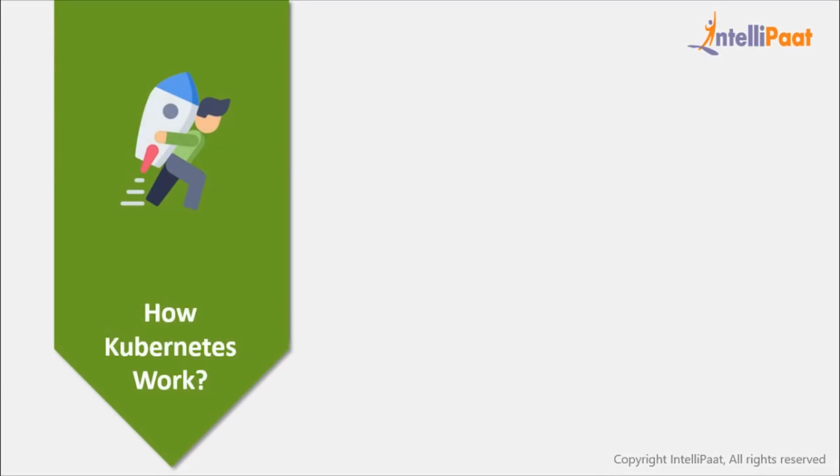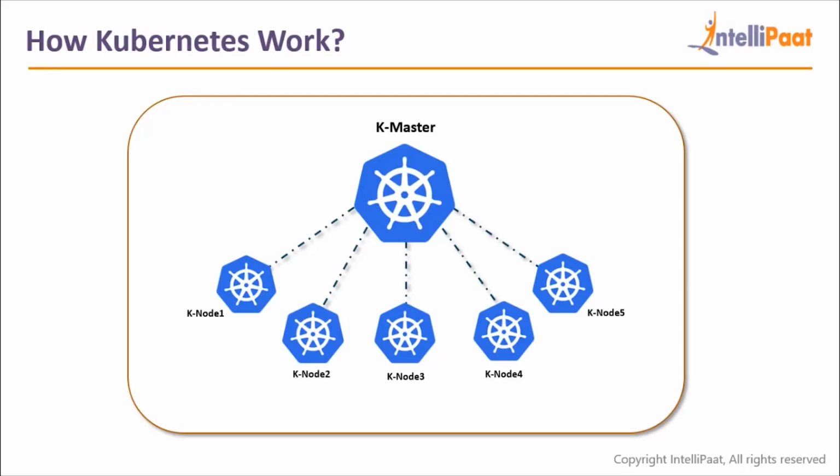Moving forward, now let's discuss how Kubernetes actually works, right? Kubernetes, like I said, is basically a cluster. So you have a master and then you have several nodes under the master, right? The job of the master is basically to schedule containers on the nodes which are under it, right?